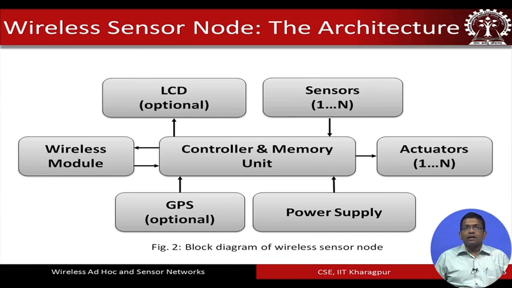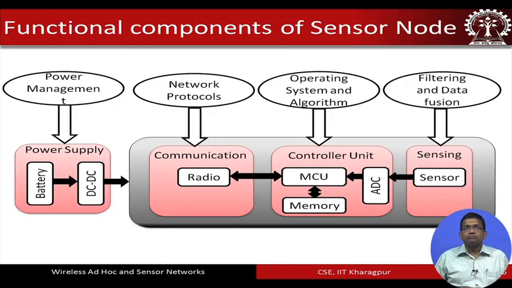GPS is optional, and having an LCD screen, maybe for debugging or displaying messages, is optional. Even the actuator is an optional item. Based on sensing, if the requirements of the application are such that actuation needs to be done, then actuators may be required. So, this is the overall architecture of a sensor node.